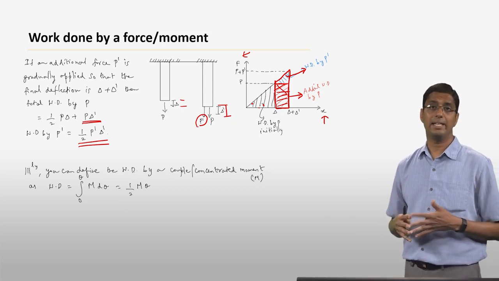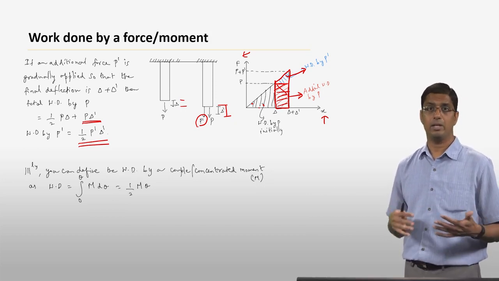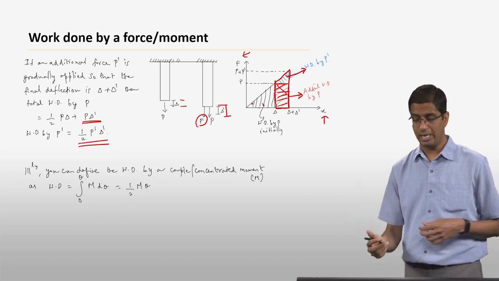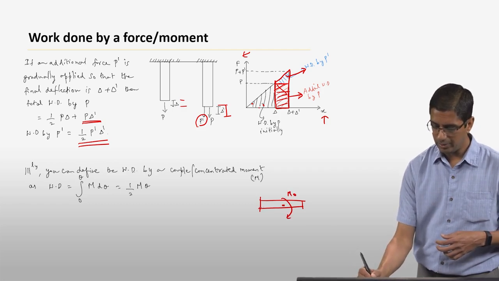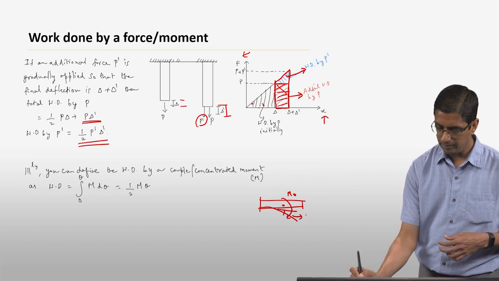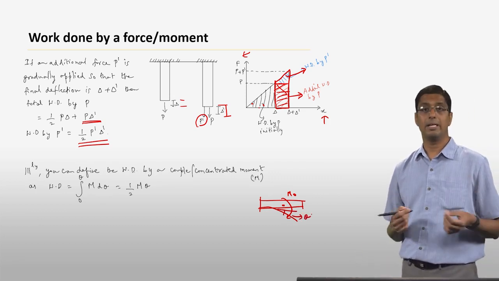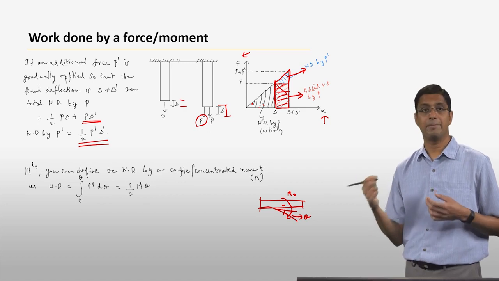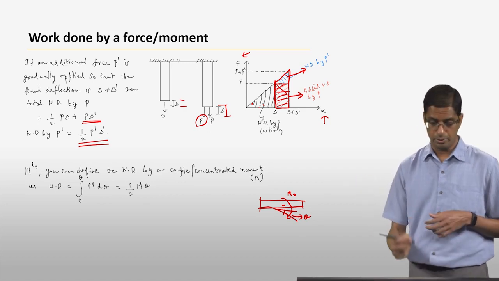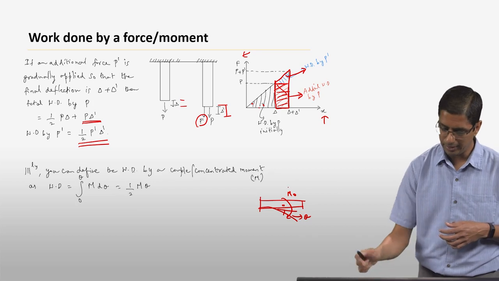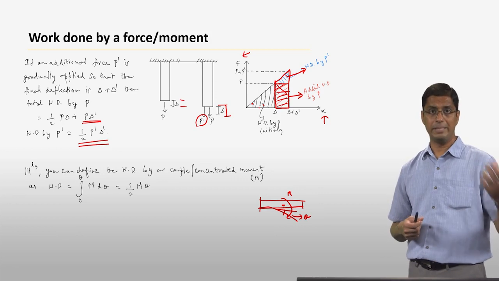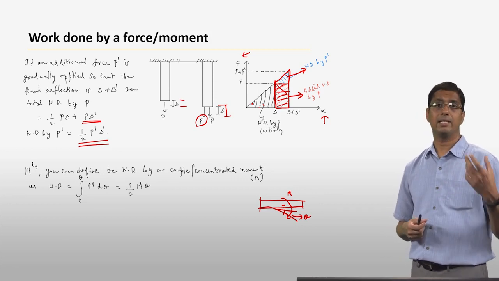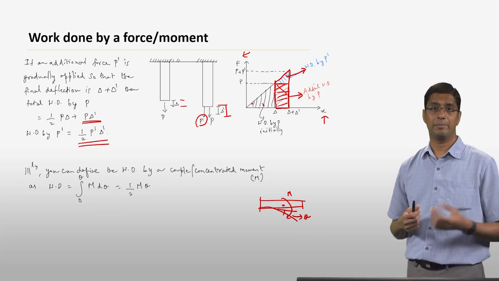Similarly, you can also calculate the work done by a moment, or a couple moment, or a concentrated moment. So essentially, if you have a body and then you apply a moment m0 and that causes a rotation theta, then the work done by that moment is half m times theta. Okay, so half m0 times theta, whichever way you want to look at it. Similar to the work done by the force, which is half P times delta, the work done by the moment is half m times theta.